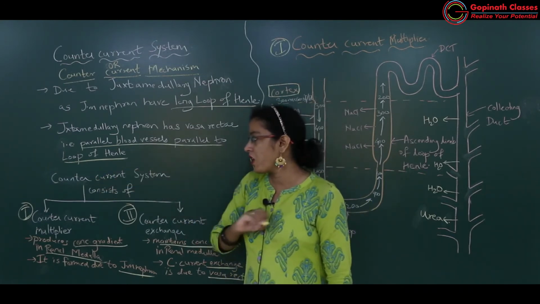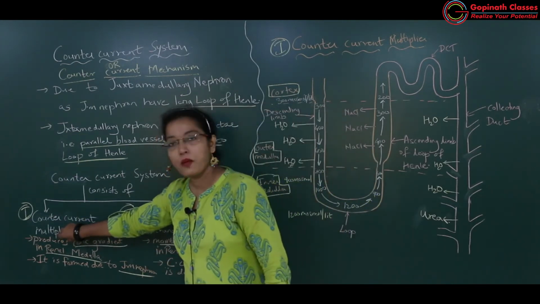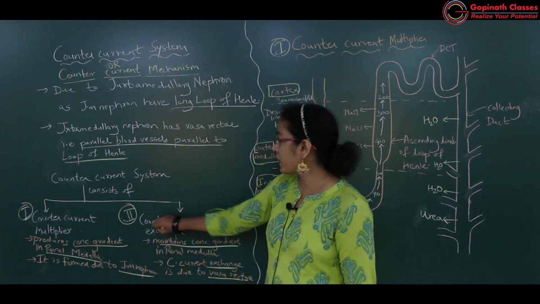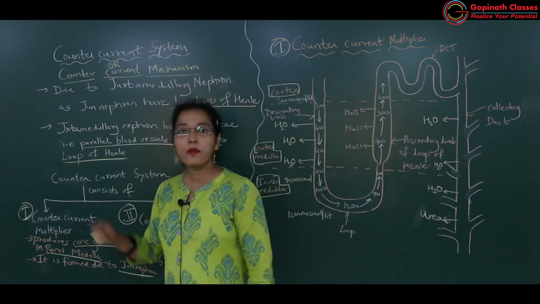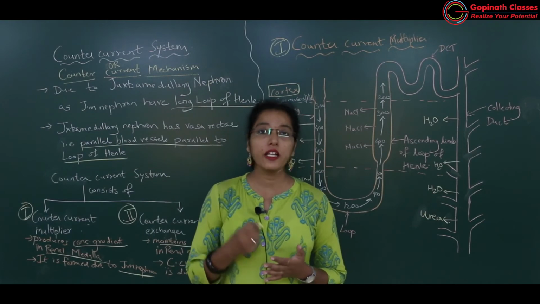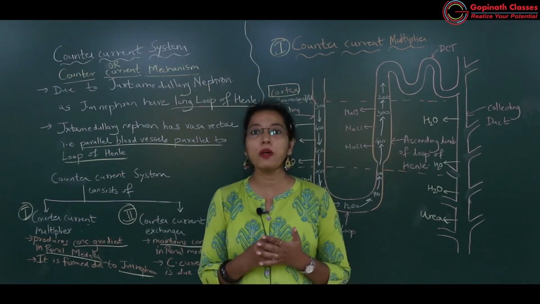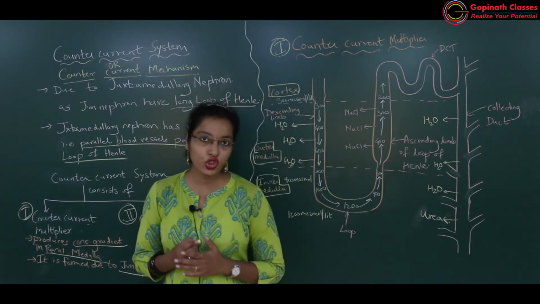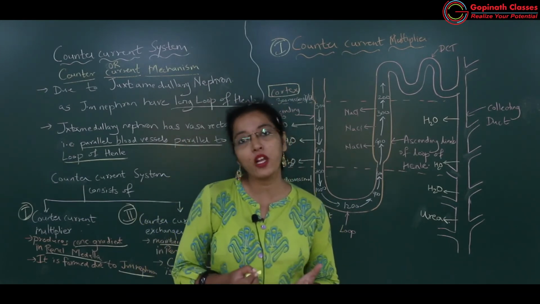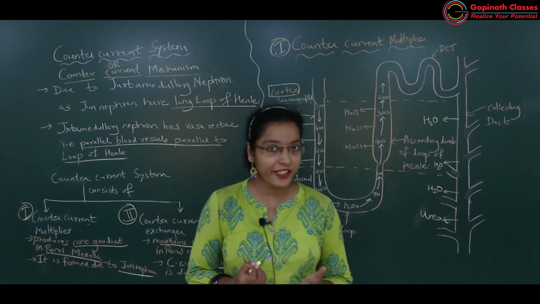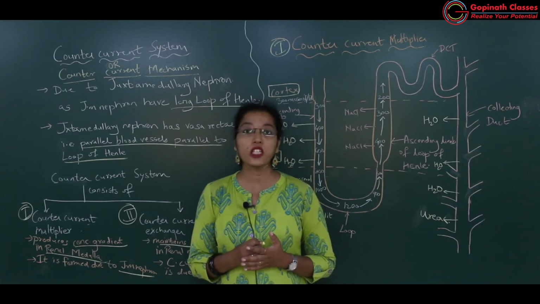Counter current system consists of two parts: counter current multiplier and counter current exchanger. Counter current multiplier means what exactly happens here? There will be multiplication, that is an increase in the number of ions in the interstitium of the medulla, because of which ions बढ़ गए तो उसका osmolarity बढ़ेगा. Because what is osmolarity? Osmolarity is the concentration of solutes in the solution.